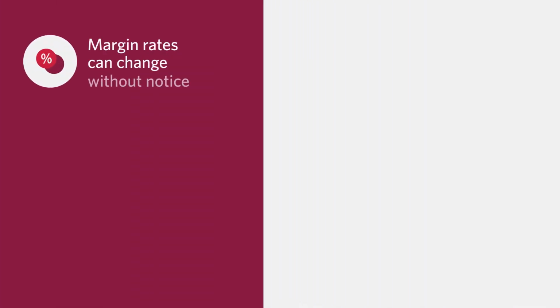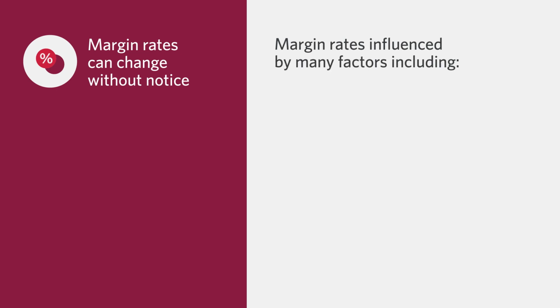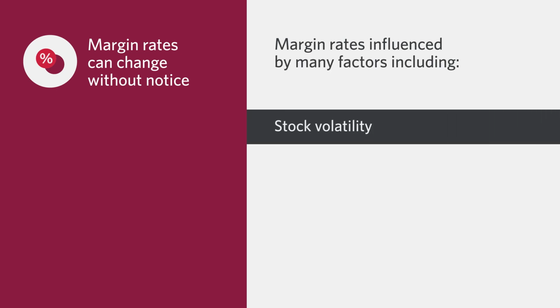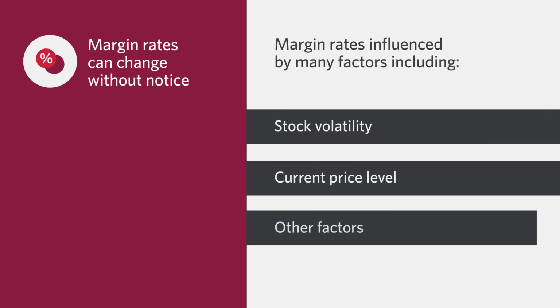This rate can change without notice and can be influenced by many factors, including the stock's volatility, current price level, and other factors. If the stock's margin rate drops and your account does not have sufficient buying power, you'll receive a margin call. Also note that if a stock that you purchase on margin goes to zero, you're still responsible to repay the original margin loan plus interest.